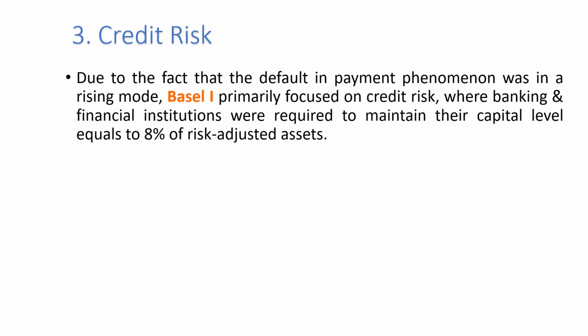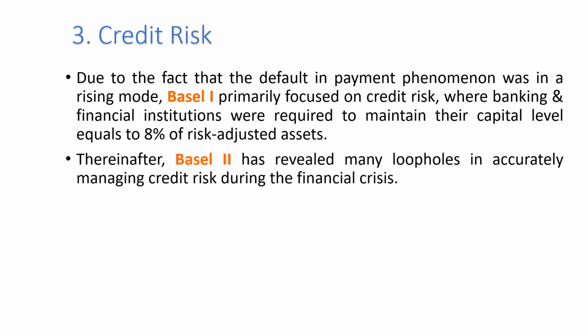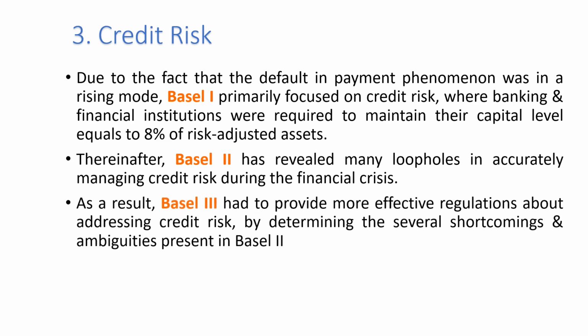Due to the fact that defaults in payment were on the rise, Basel I primarily focused on credit risk, where banking and financial institutions were required to maintain their capital level equal to 8% of risk-adjusted assets. Thereafter, Basel II revealed many loopholes in accurately managing credit risk during the financial crisis. As a result, Basel III had to provide more effective regulations for addressing credit risk, by addressing the several shortcomings and ambiguities present in Basel II.